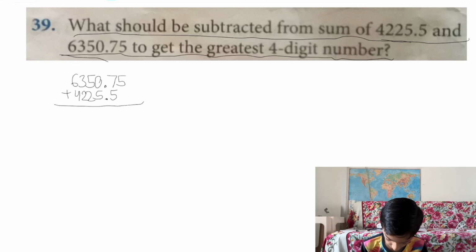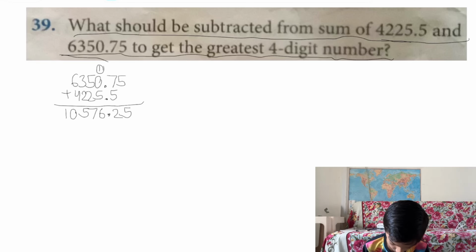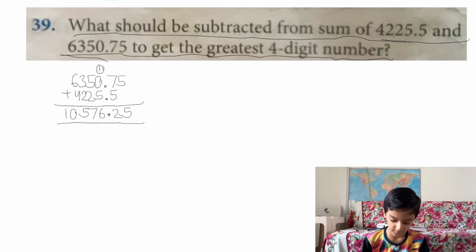5 plus 0 is equal to 5. 7 plus 5 is equal to 12. 2, point under point, 1 carry over. 0 plus 1, 1. 1 plus 5 is equal to 6. 6, 5 plus 2, 7. 3 plus 2, 5. 6 plus 4, 10. So, the answer of the sum of these two decimals is 10,576.25. Now they are saying what should we subtract from this number to get the greatest four-digit number.